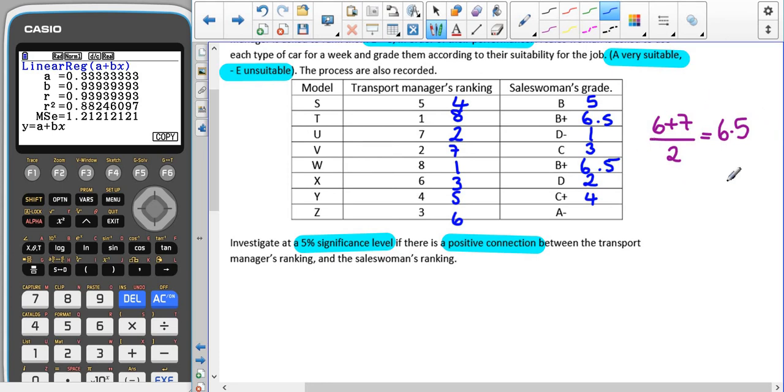Now it's a good idea to write this at the side because it reminds you which ranks have gone. So 5 is there, then 6 has gone and 7 has gone, which means that the last one left for the A minus is going to be 8.